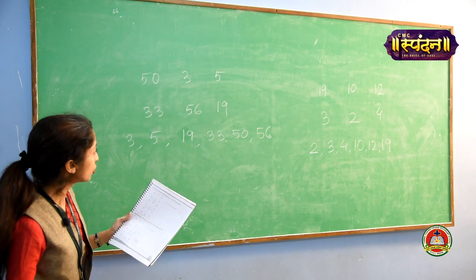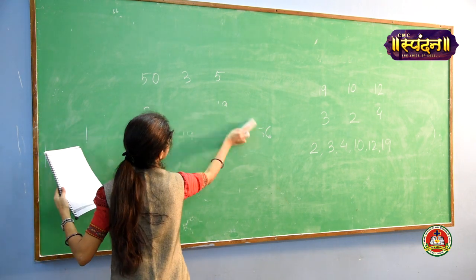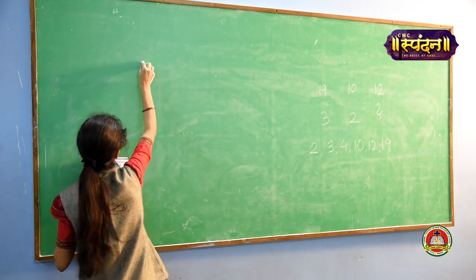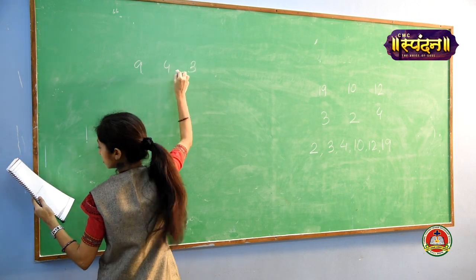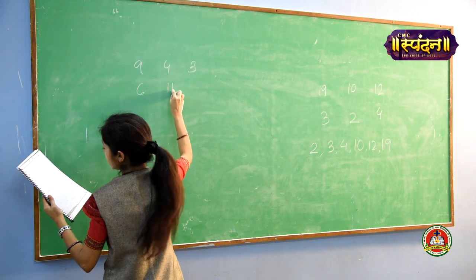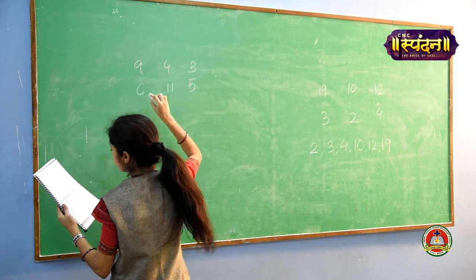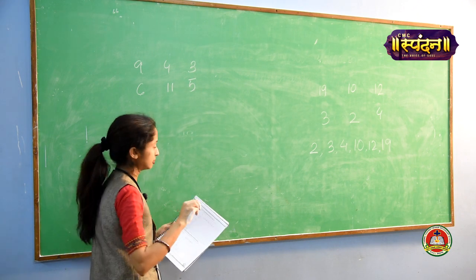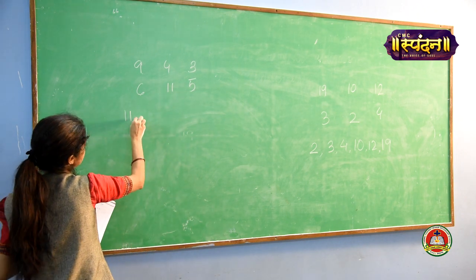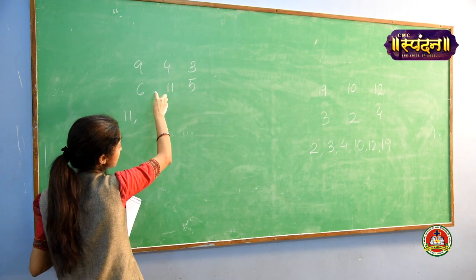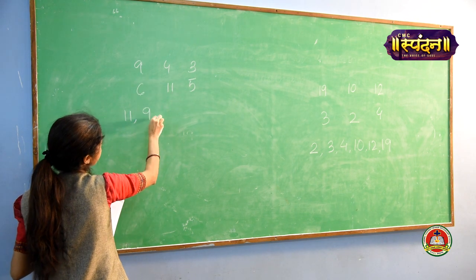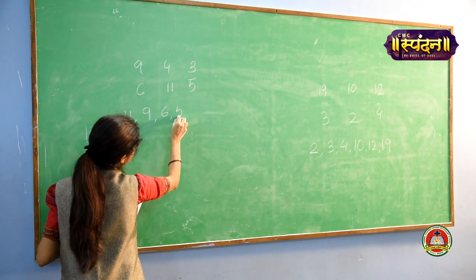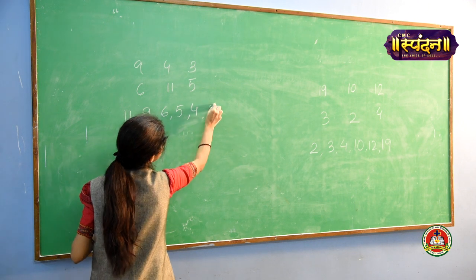Now coming to descending order, we are having 9, 4, 3, 6, 11 and 5. This has already been done for you. Now we will move here from big to small numbers. Which is the biggest number? 11. Then a little less, then 9, then it will be 6, then 5, then 4, then 3.